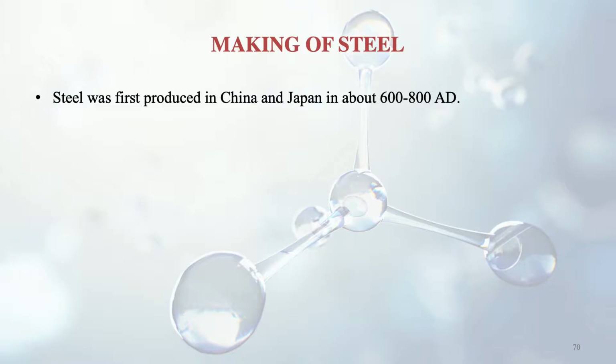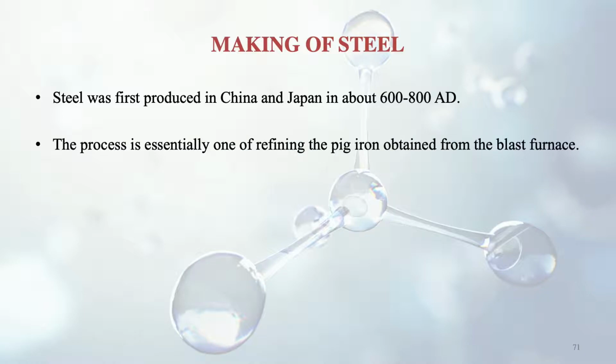So after discussing the iron ore processing, we now move to the making of steel. Steel was first produced in China and Japan in about, it is said, 600 to 800 AD. The process is essentially one of refining the pig iron obtained from the blast furnace. So how do we get the steel actually? We just refine the pig iron to get the steel.